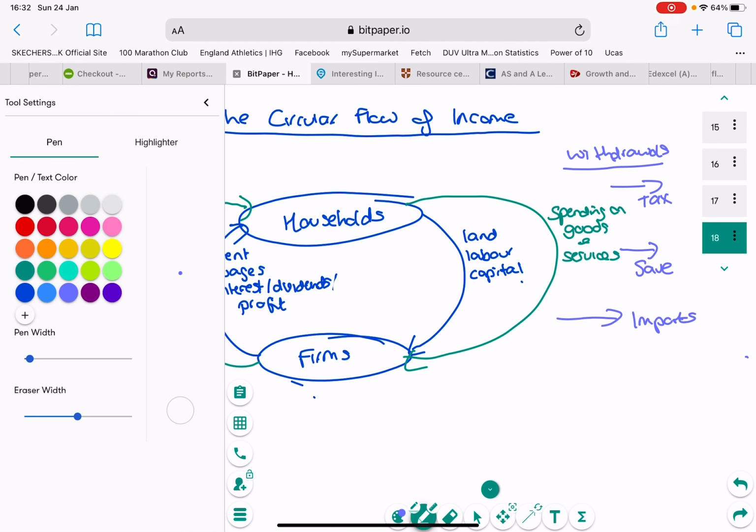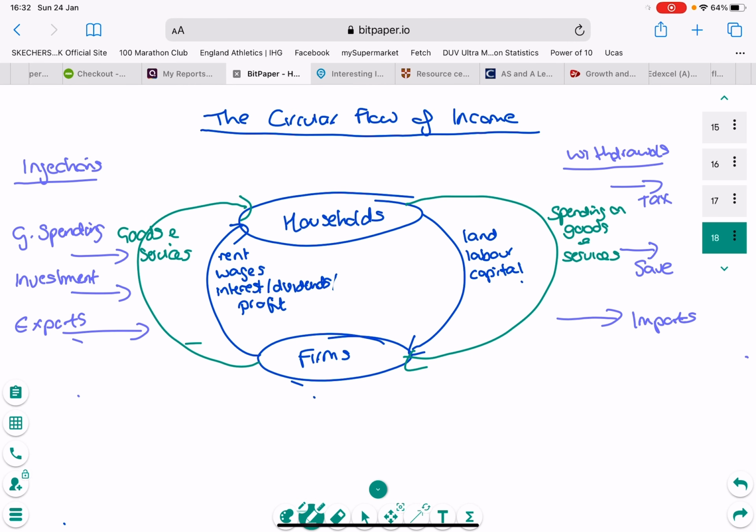So if we have injections, let's say our total injections were 100, but our total withdrawals were 50, then overall we're going to have an increase in the money going around the circular flow. But if we had injections of just 50 and withdrawals were 100, you've got more money leaving than you've got entering, so the amount going around the circular flow is going to fall.